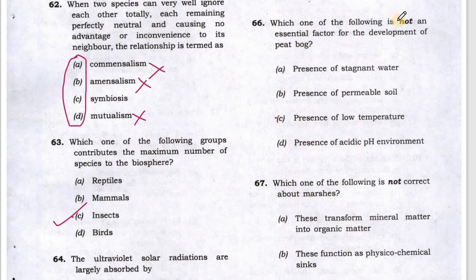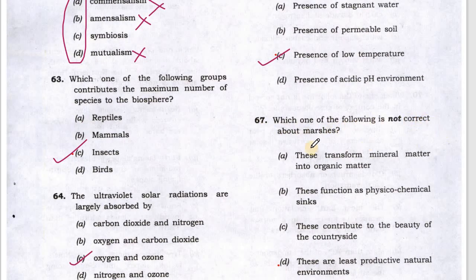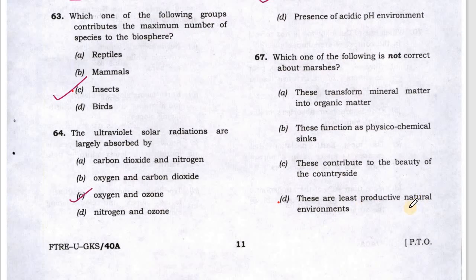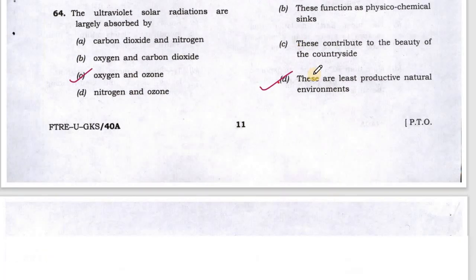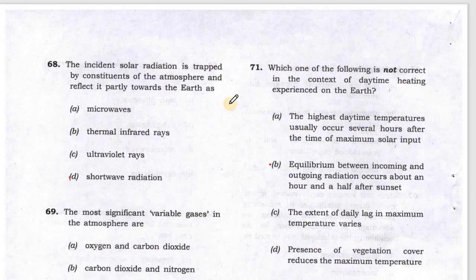And next is, which of the following is not an essential factor for the development of peat bog. So this is the presence of low temperature. Next, 67: which of the following is not correct about the marshes. So these are the least productive. But these lands are actually more productive lands. So this will be not correct.